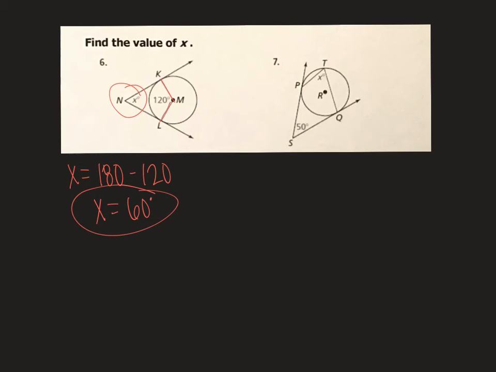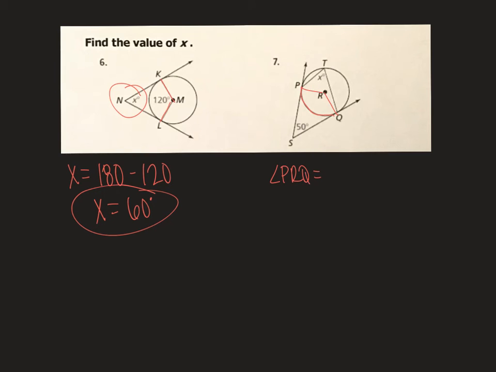And then when we look at number 7, we need to find x. Well, we know that this x is going to be half of whatever this arc is because it is an inscribed angle, but we have to be able to find that arc first. So what would be helpful is if we knew this central angle PRQ.